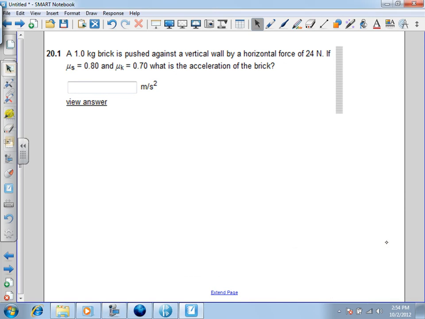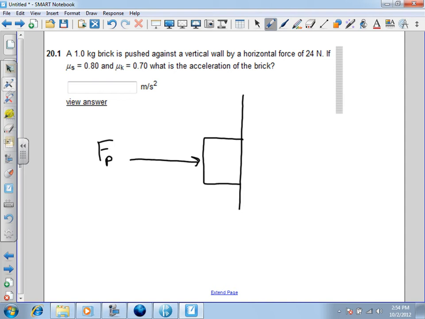Okay, I'm guessing you're going to have a problem with this one because it's a little weird. What we have is a brick being pushed against a vertical wall. So it switches the usual direction of friction. So let's say this is the brick, there we are, and we're pushing horizontally. So there's the force of our push here.